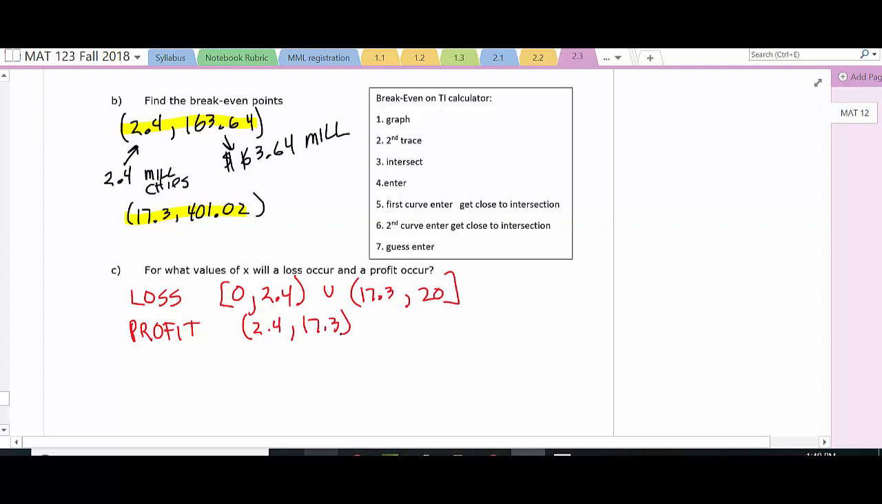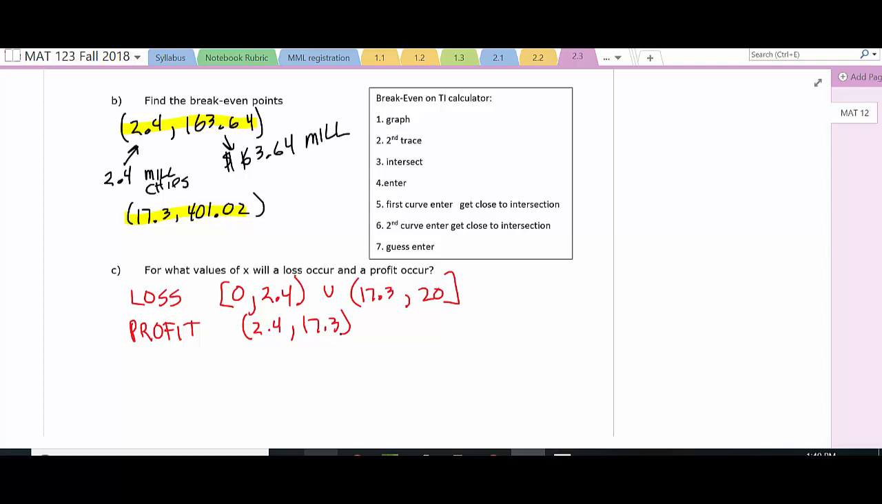Now, I put those parentheses. You may be wondering, how do I know how to do brackets and parentheses? Here's how I know. First of all, 2.4, what is special about 2.4? You're not making profit and you're not losing. You're broken even. That's why I put a parenthesis. Same thing there. 17.3 is a break-even point. We're not losing or gaining, so it's a parenthesis. 20, why 20? Because that's the end of the interval. And same thing here. All of your profit occurs when you're a tad bit bigger than 2.4 and a tad bit smaller than 17.3. So that's how that goes.